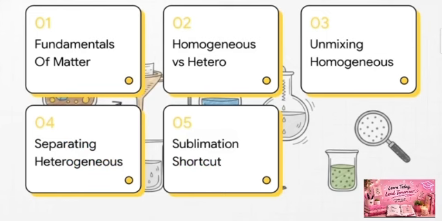Here's our roadmap for today. We're covering 1. The fundamentals of matter. 2. Homogeneous versus heterogeneous mixtures. 3. Unmixing homogeneous mixtures. 4. Separating heterogeneous liquids. And finally, 5. The sublimation shortcut. Let's get into it.